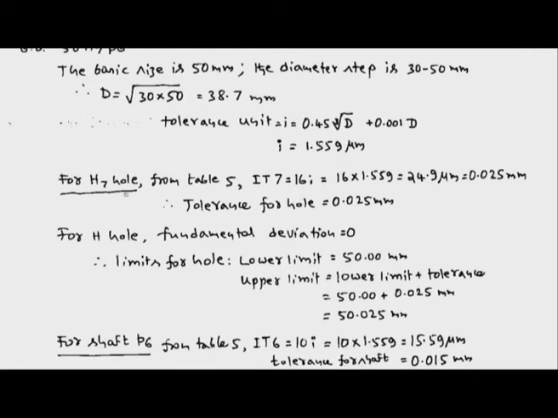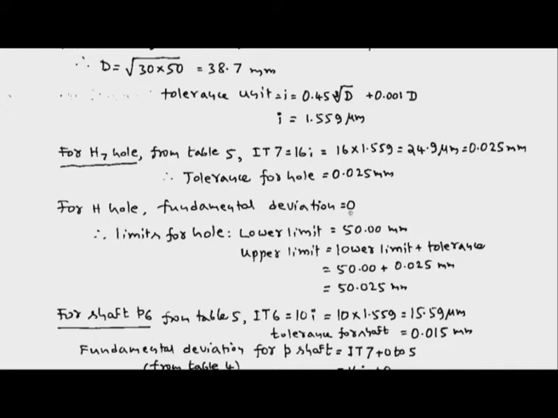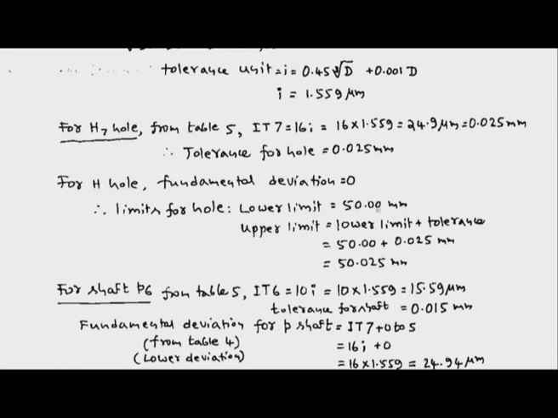And then for H7 hole from table number 5, the tolerance grade is IT7. For this the tolerance value is 16 times I, where I is the tolerance unit with the value of 1.559 micrometer, then we get the tolerance for hole equal to 0.025 millimeter. Now, for H hole the fundamental deviation is 0. So now we can find the limits for hole. Lower limit is equal to 50 millimeter and the upper limit for the hole is the lower limit of the hole plus tolerance.